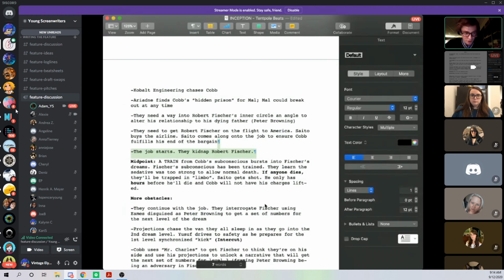But by the time they step on the airplane and start the job, we reach the first huge turning point in the movie, the midpoint, which is a series of events or event that change everything and make the stakes way more intense, but while retaining the objective. So the moment they start the job, a train hurtles through Cobb's subconscious into Robert Fisher's subconscious.